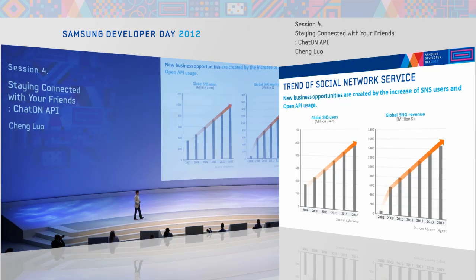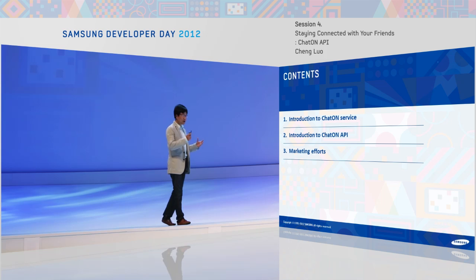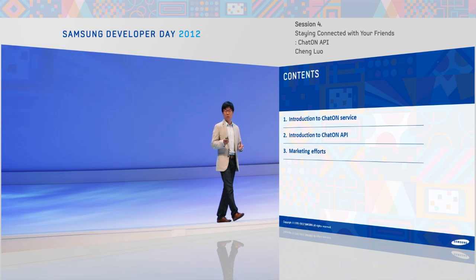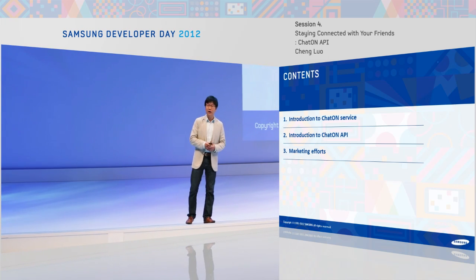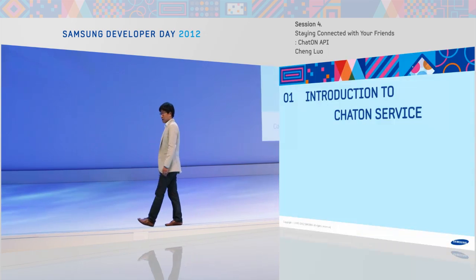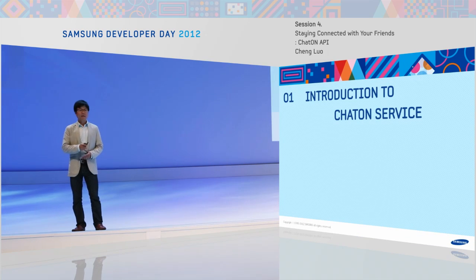So my presentation is all about ChatON and social. The first part is the introduction to the ChatON service. What is the ChatON service? What kind of features are you getting from ChatON? Second, it's all about the ChatON APIs, and how we can use this service in your application. And the last one is about the market and how Samsung brings our effort to promote the ChatON service. So let's begin with the introduction to the ChatON service.